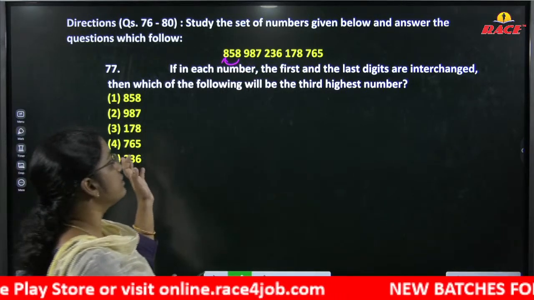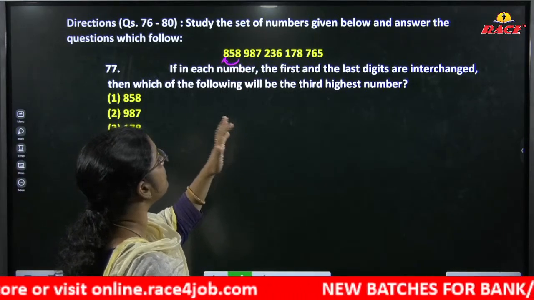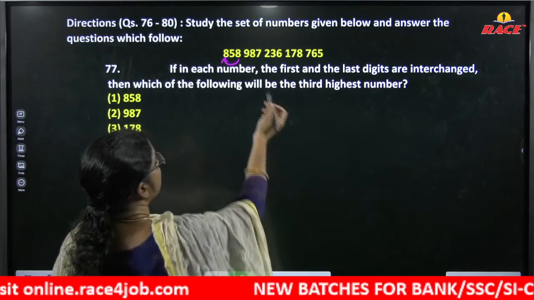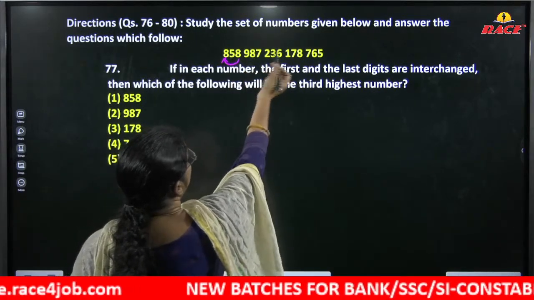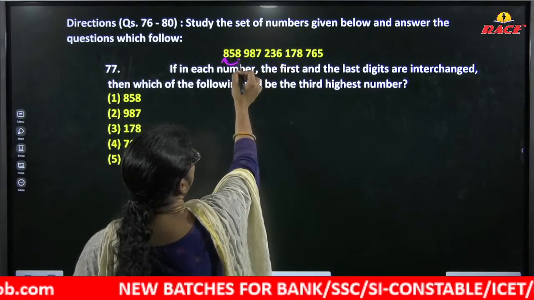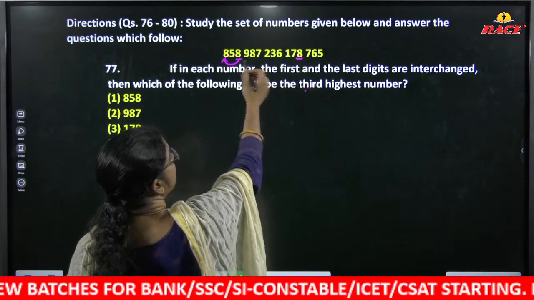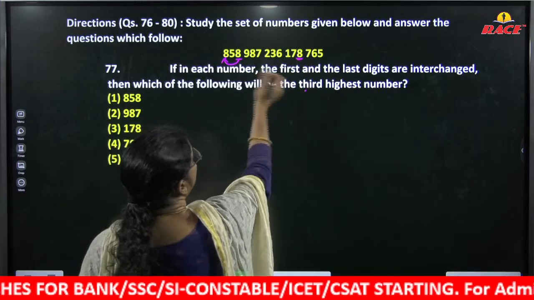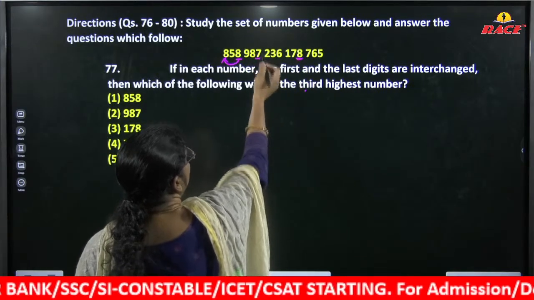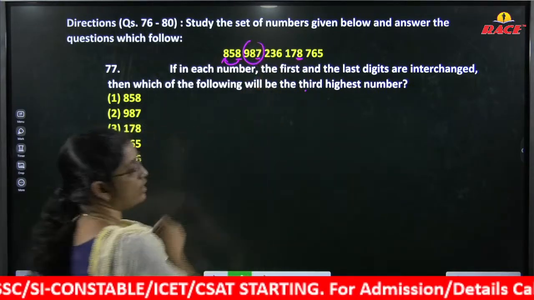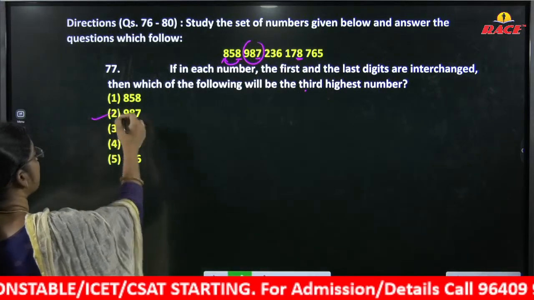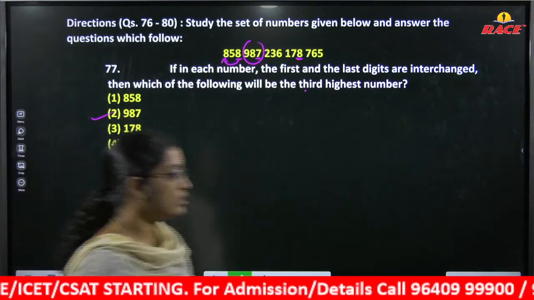Based on that, in the third digit position, which is the third highest number? Here we have 8, and here also 8. That means the first two highest have 8. Then next we have 7, so this is the third highest number. So 987 is the third highest number. Okay, next question.